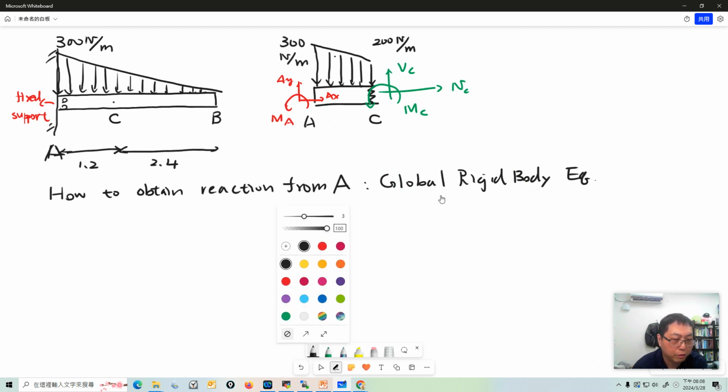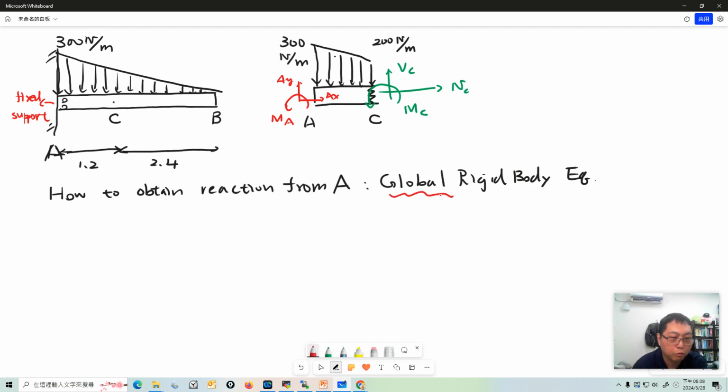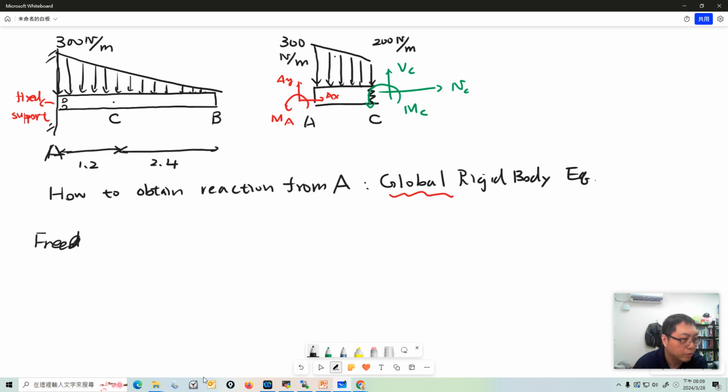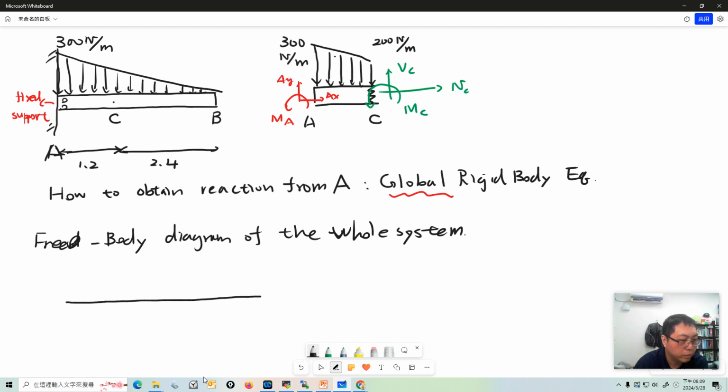So we do the global rigid body equilibrium, and then we draw a free body diagram of the whole system.